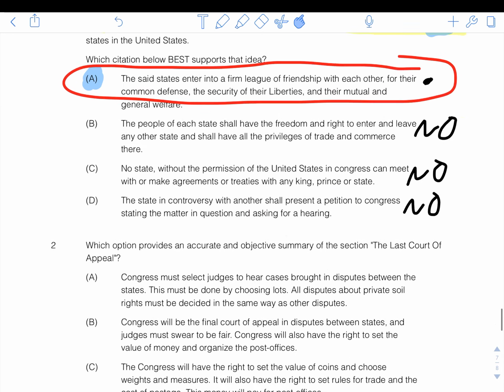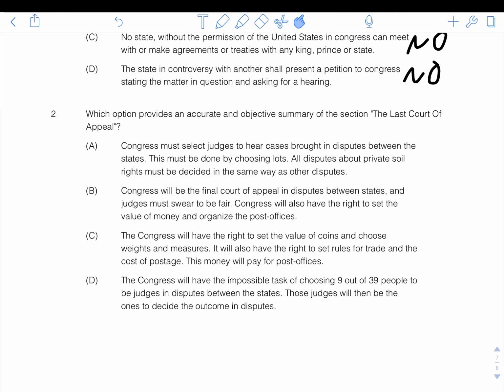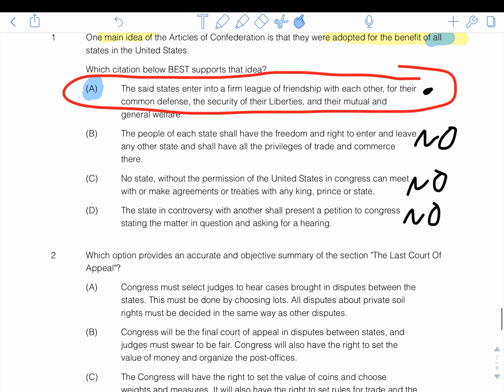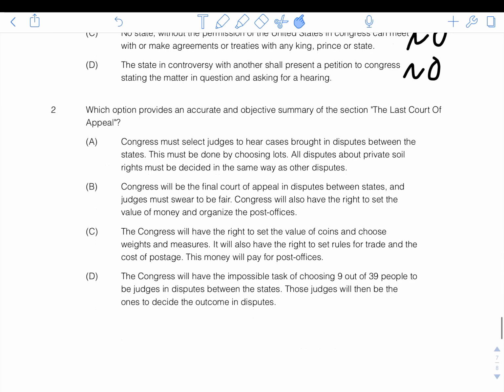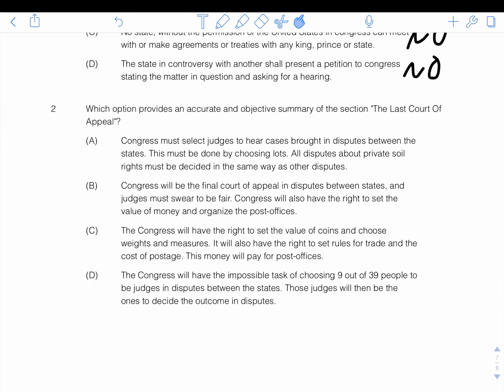Number 2, which option provides an accurate and objective summary of the section, the last courts of appeal? So again, this is asking another question about a summary. And another thing I want to point out here is what kind of questions these are. These questions are really evaluation questions where you're reading the text and making some judgment, determining what the meaning of something is, really the skill of evaluation. And so that's what's at work here. So number 2, which option provides an accurate and objective summary? Again, we're talking summary.